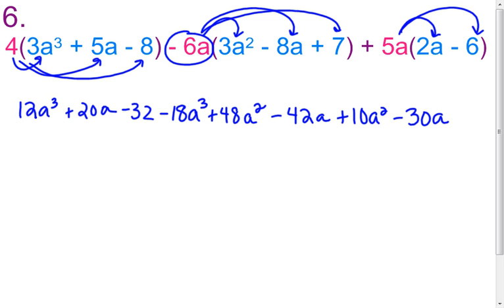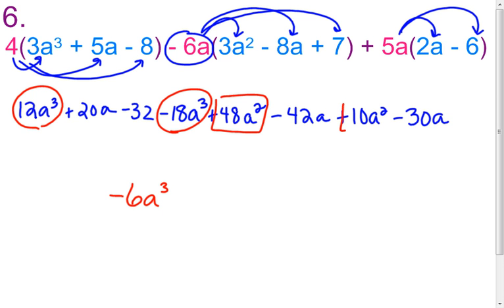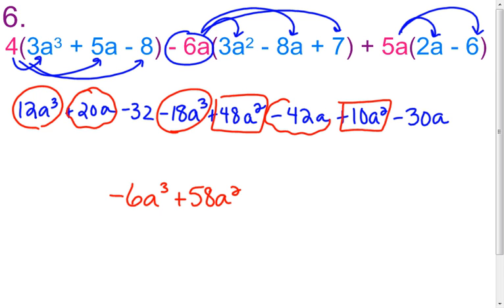And now at this point, you want to combine any like terms that you have, starting with the biggest exponents. So here I have 12a cubed and negative 18a cubed. So 12 and negative 18 makes negative 6a cubed. I have 48a squared and 10a squared, and that makes 58a squared. And then I have, let's see, 20 minus 42 is negative 22, minus 30 is negative 52 of the a's, and then I've got the negative 32 right here.